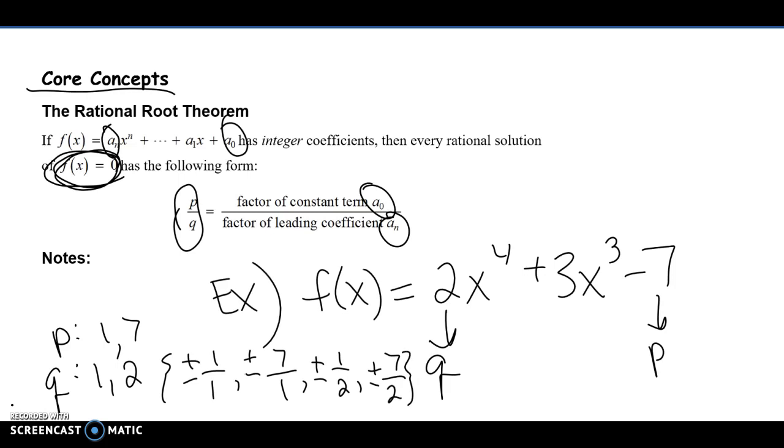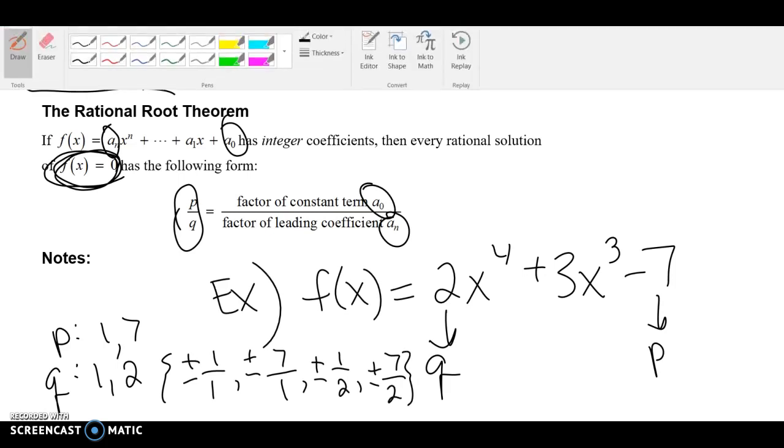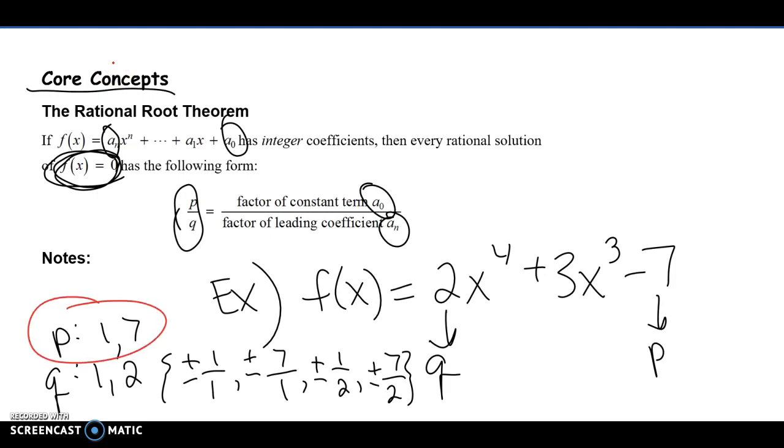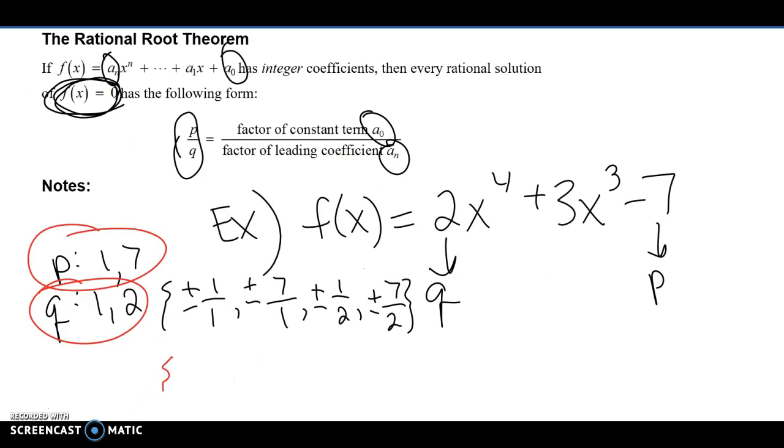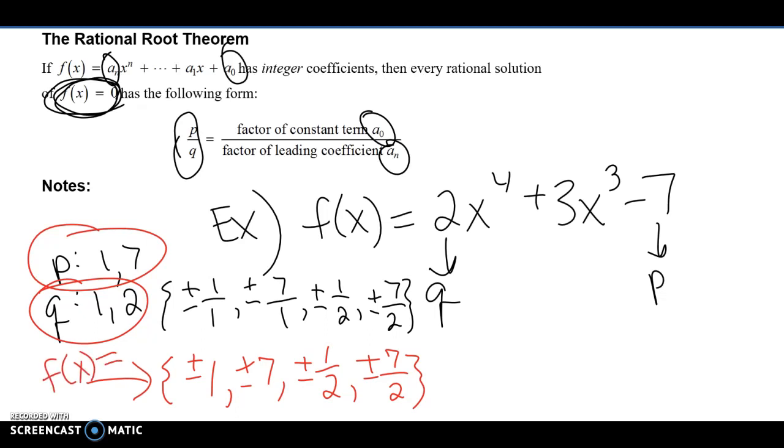And all I'm doing here is taking my p values and dividing them by my q values. To make this look a little bit nicer, we could say my factors could be plus or minus 1, plus or minus 7, plus or minus a half, and plus or minus 7 halves. So these numbers represent all the possible solutions to f of x equals 0. Let's take a look at the example in your notes.